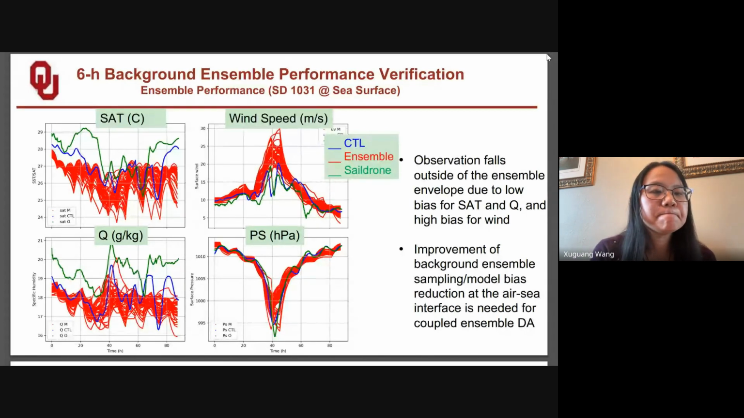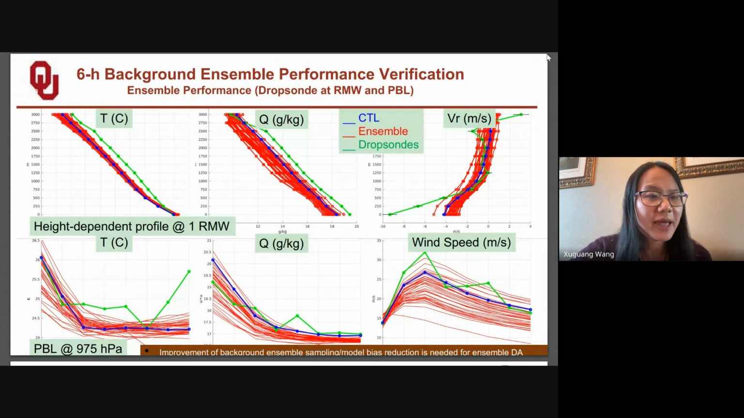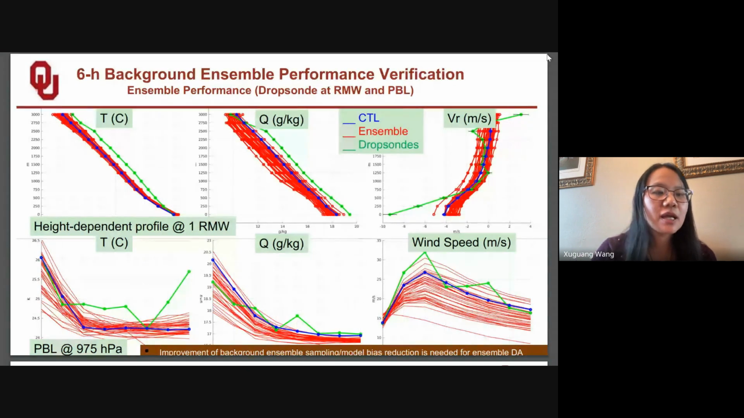Next, please. I will do the same thing for dropsondes, and this is the whole profile in the first row, and this is at the boundary layer, azimuthal verification. You actually see the model is doing not bad, actually pretty well in terms of capturing the structure, but you do observe the green curve, which is observation, is outside the envelope of the red curve, which is the ensemble, suggesting the need of improving ensemble sampling and reducing model bias.